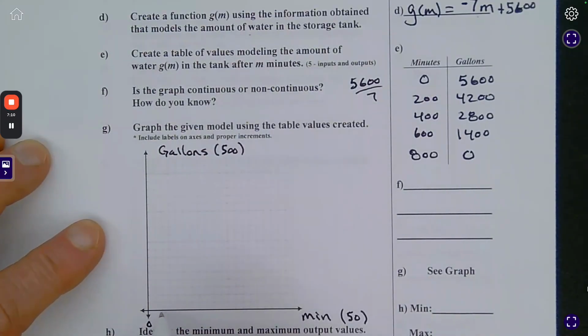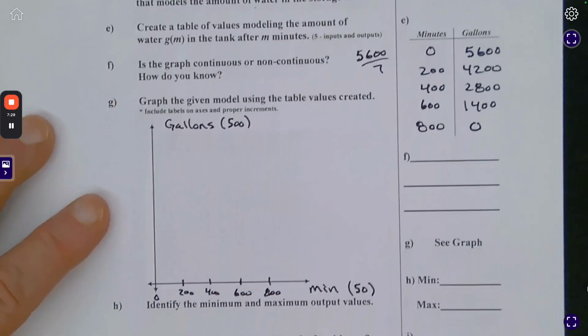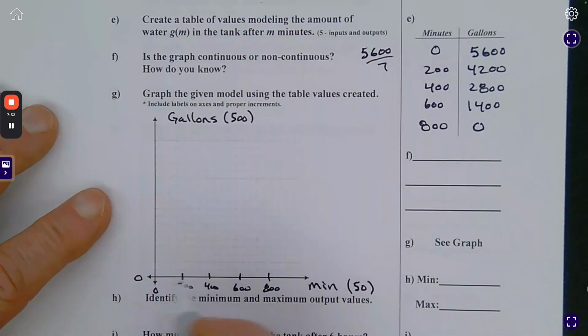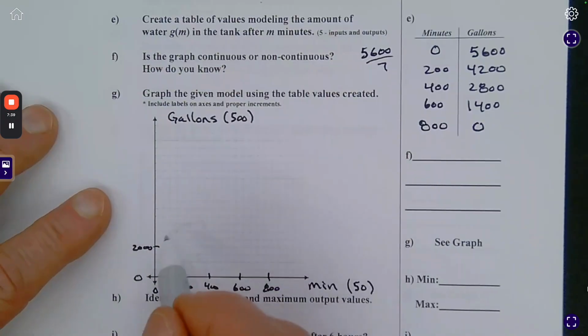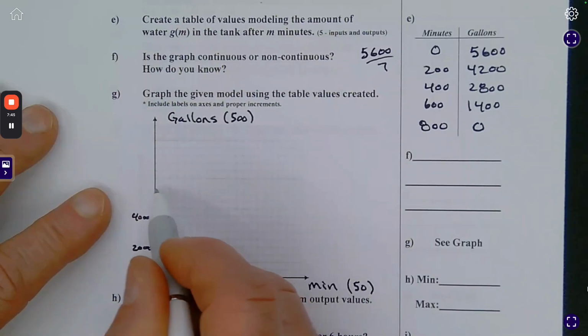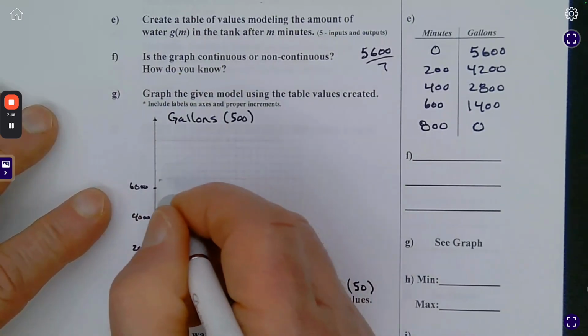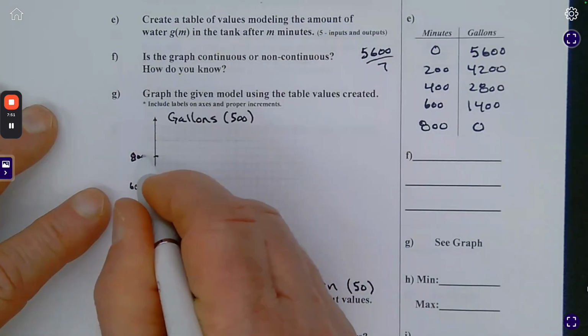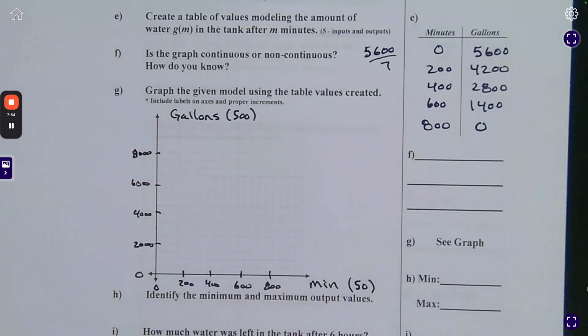0, 50, 100, 150, 200, 250, 300, 350, 400, 450, 500, 550, 600, 650, 700, 750. And now I'm going to go to my gallons, and I'm going to go 0, 500, 1,000, 1,500, 2,000, 3,000, 4,000, 6,000, and 8,000. Okay, that's a nice span. That's a really good use of my coordinate plane.